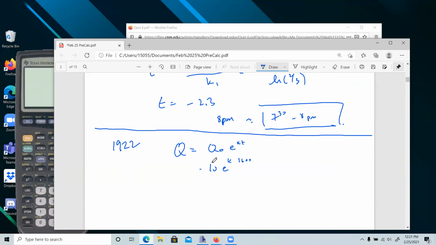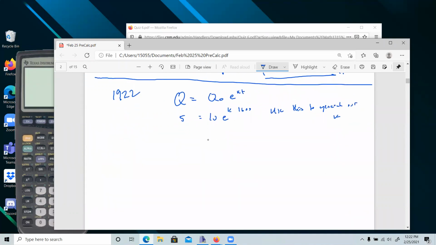In 1,600 years, how much of this radium is going to be left? Half of it. No matter how much I started with, the answer is half of it. Well, half of 10 is 5, and we're going to use this to generate our K. Okay, so divide by 10, so we get half is equal to e to the 1,600 K. We have to solve for K. It's in the exponent position. The way we get it down is take natural log, so we're going to take natural log of both sides.